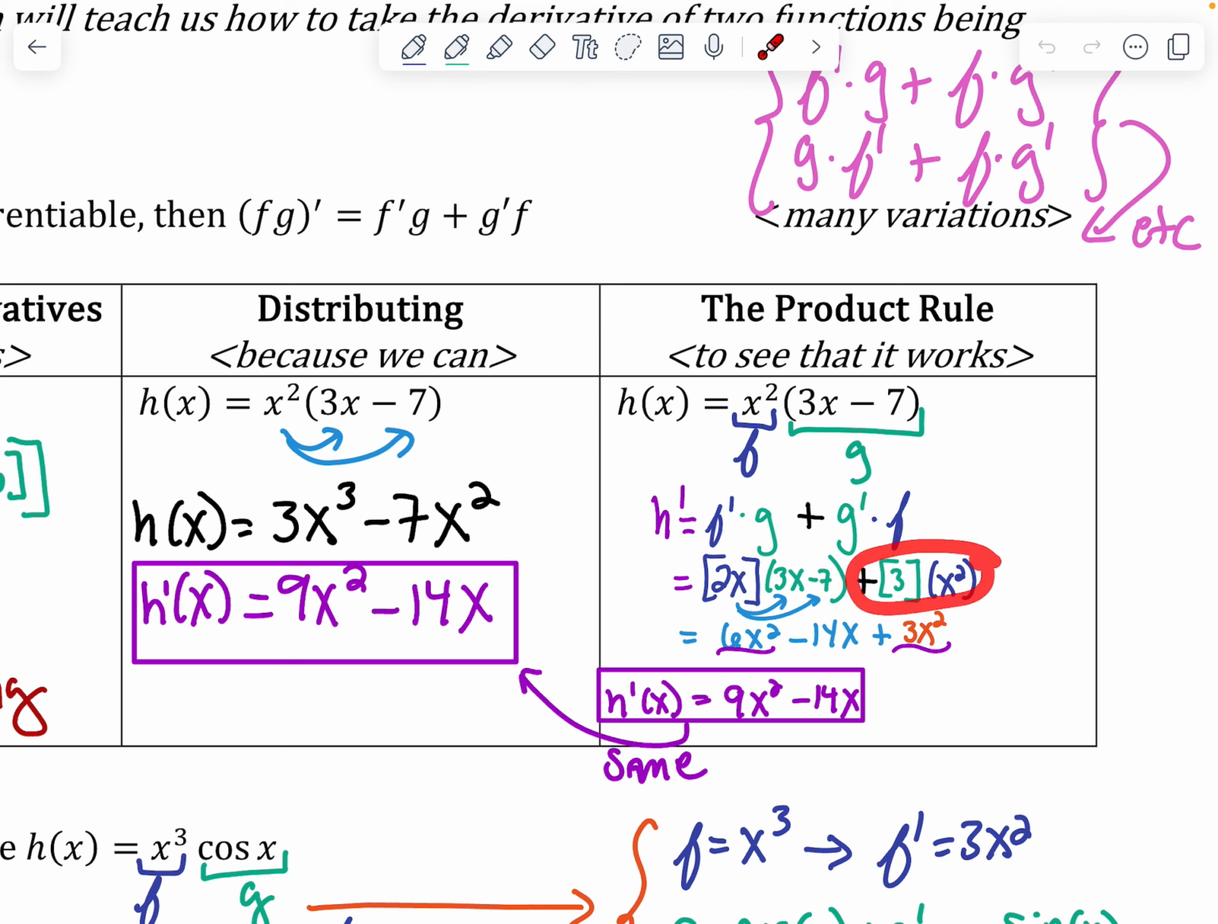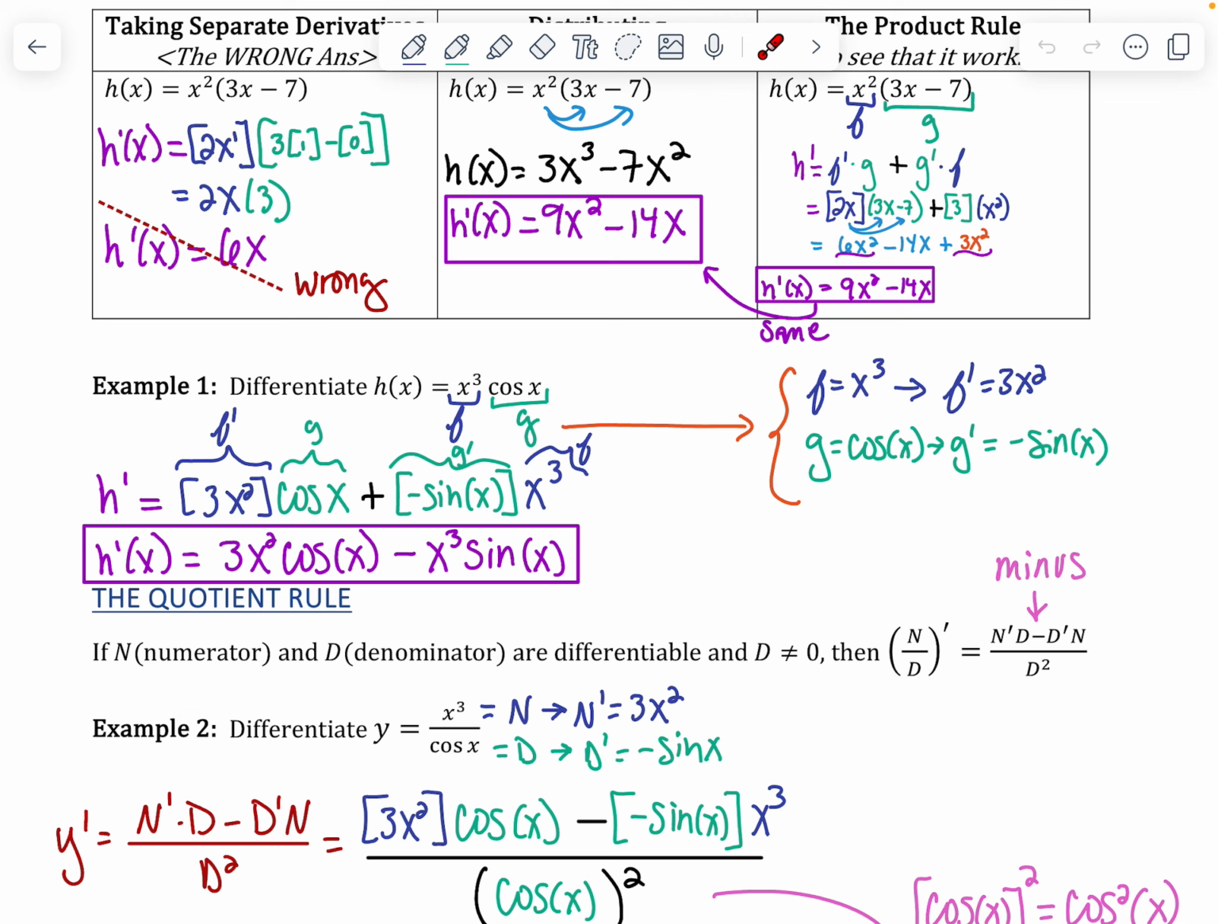But when I clean up the second piece and rearrange 3 times x squared to be 3x squared, I have two like terms that add to 9x squared, and I do get the same correct answer. So let's go ahead and look at that one more time, just straight through.